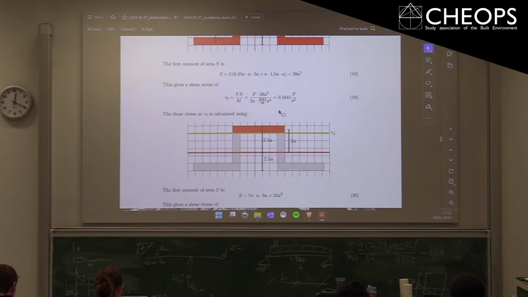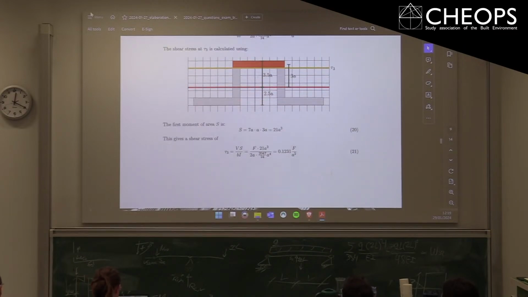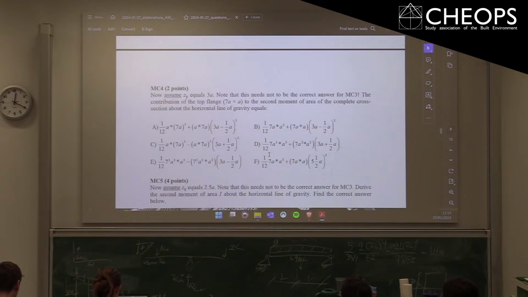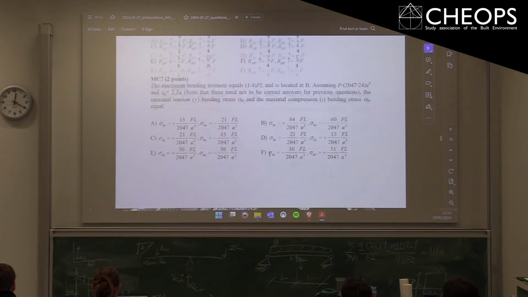Is this clear how you calculate shear stresses also with the first moment of area, or is there still some confusion somewhere? Nothing? That's good. Then that's basically what you can expect of these cross-sectional properties.